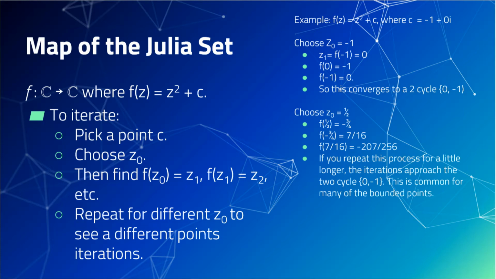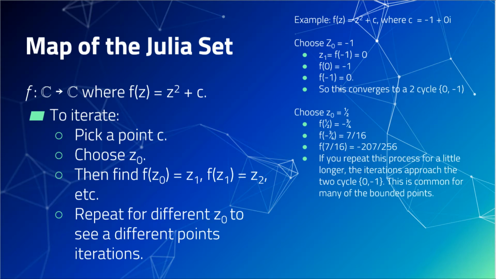So here I got a couple examples for you guys. We have f of z equals z squared plus c, where c equals negative 1 plus 0i. And like I said earlier, you can choose b to be 0, so that's what we did for this one. So we start with a z naught of 0, and then we iterate it. We see that f of 0 goes to negative 1, and so on and so forth. And we notice that this converges to a 2-cycle. Pretty interesting, right? And then we have a different z naught. Z naught is equal to 1/2, and then we iterate this a few times.